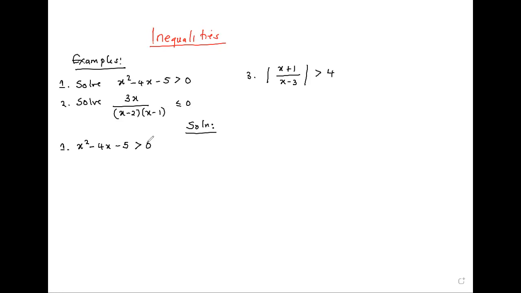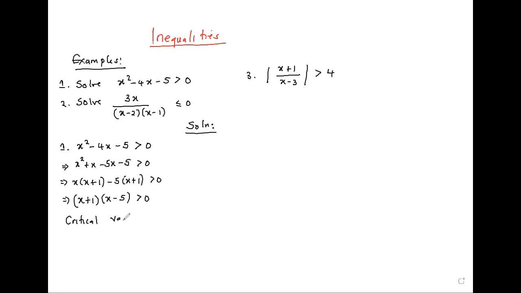-5 and +1. So say x squared plus x minus 5x minus 5 is greater than 0, which is x plus 1, and minus 5, x plus 1 greater than 0, which is x plus 1, and then you remain with x minus 5 are greater than 0. Then we now find the critical values.